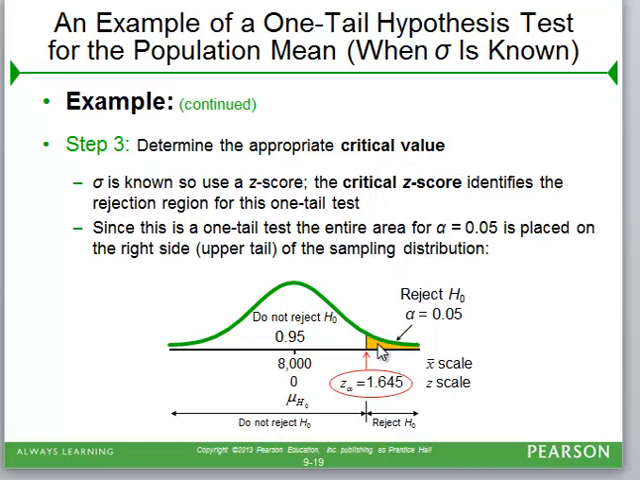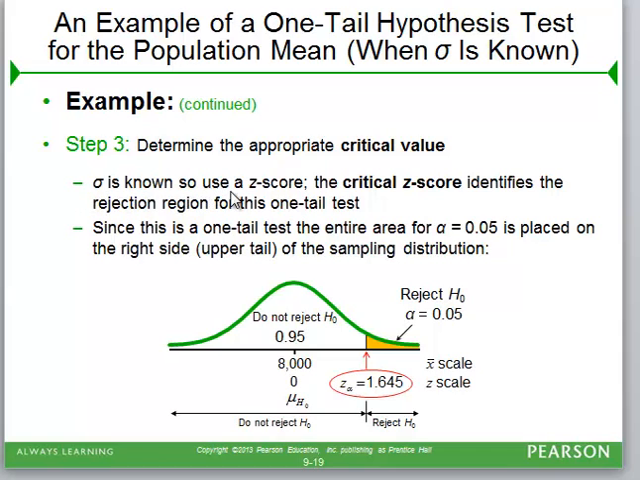By using alpha and looking up the z table, we can find the z value, or z-score, for this point. I'm going to repeat this because it is very important. Our sigma is known, so we use a z-score, the z-distribution. When the population standard deviation sigma is unknown, we're going to use a different distribution. But in this class, I'm just going to use the case where sigma is known. So for sigma known, we use a z-score.